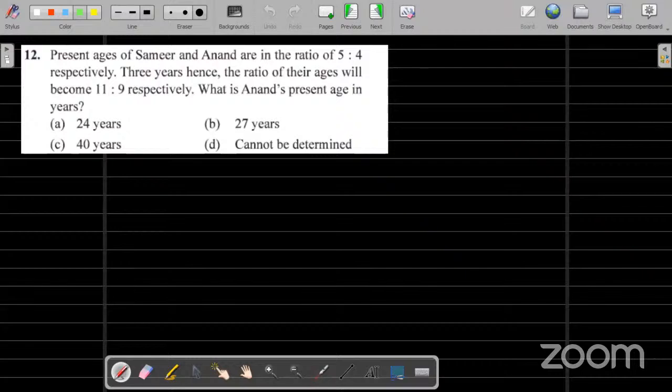The present ages of Samir and Anand are in the ratio 5:4 respectively. 3 years hence, the ratio of their ages will become 11:9. What is Anand's present age?